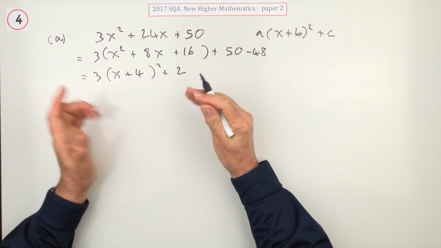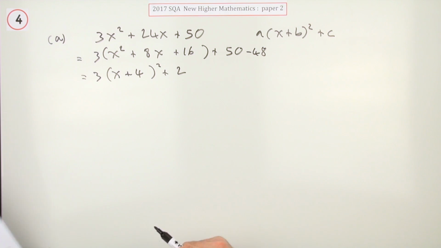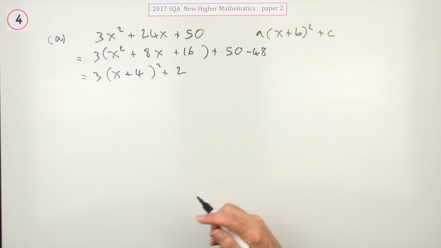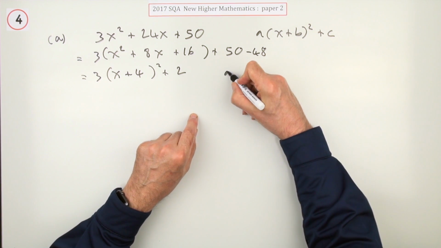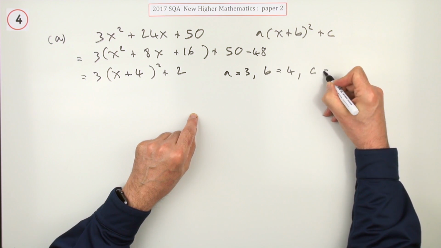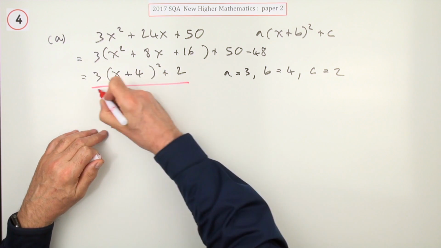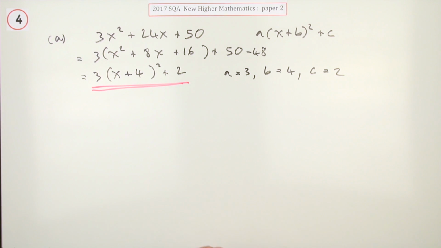So I've got plus 2, and that would be it done, unless it said what are the values of a, b and c. And it doesn't say that, but then you're never sure, so I might just write down a is 3, b is 4, c is 2, but I'm pretty sure that wasn't required because it didn't actually say stating the values of a, b and c.